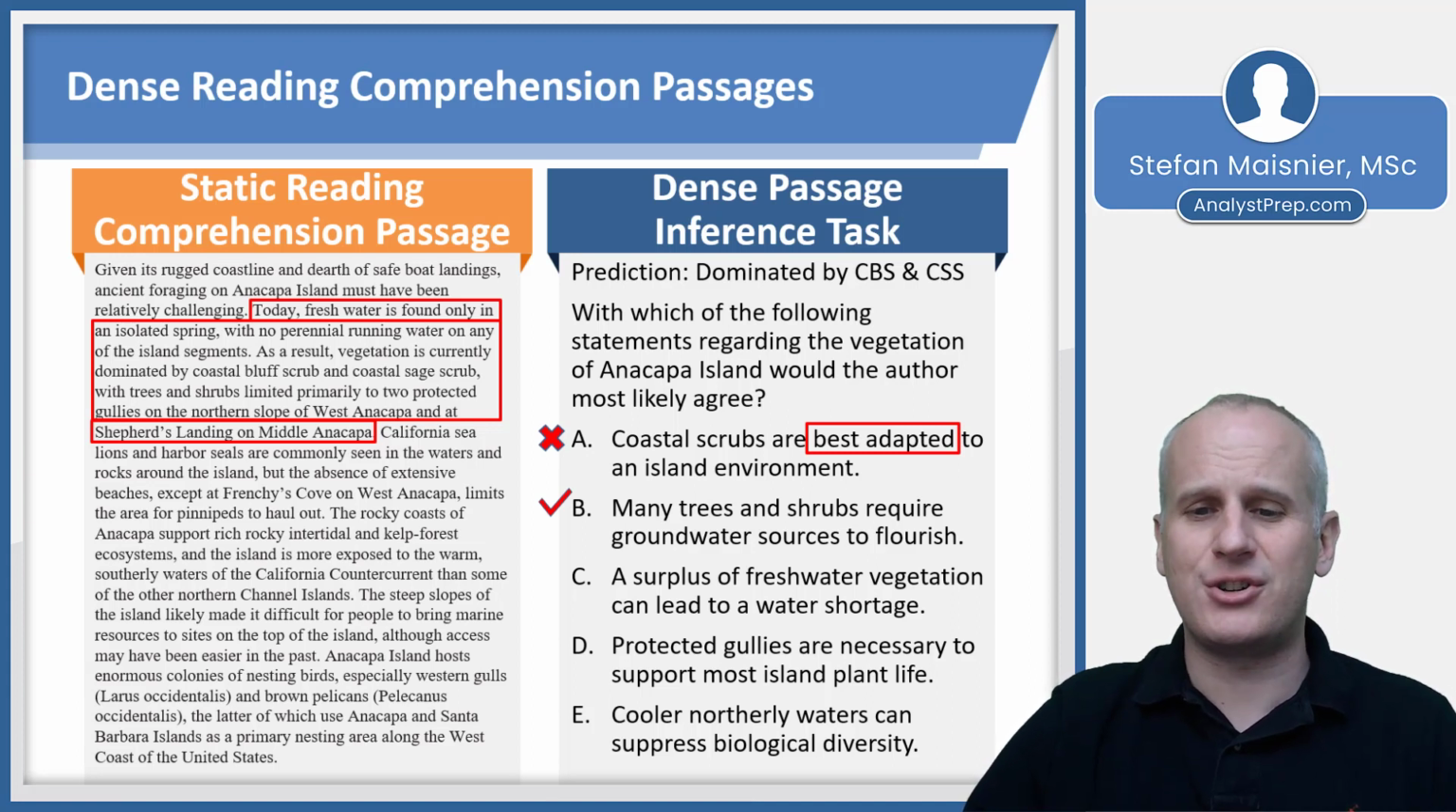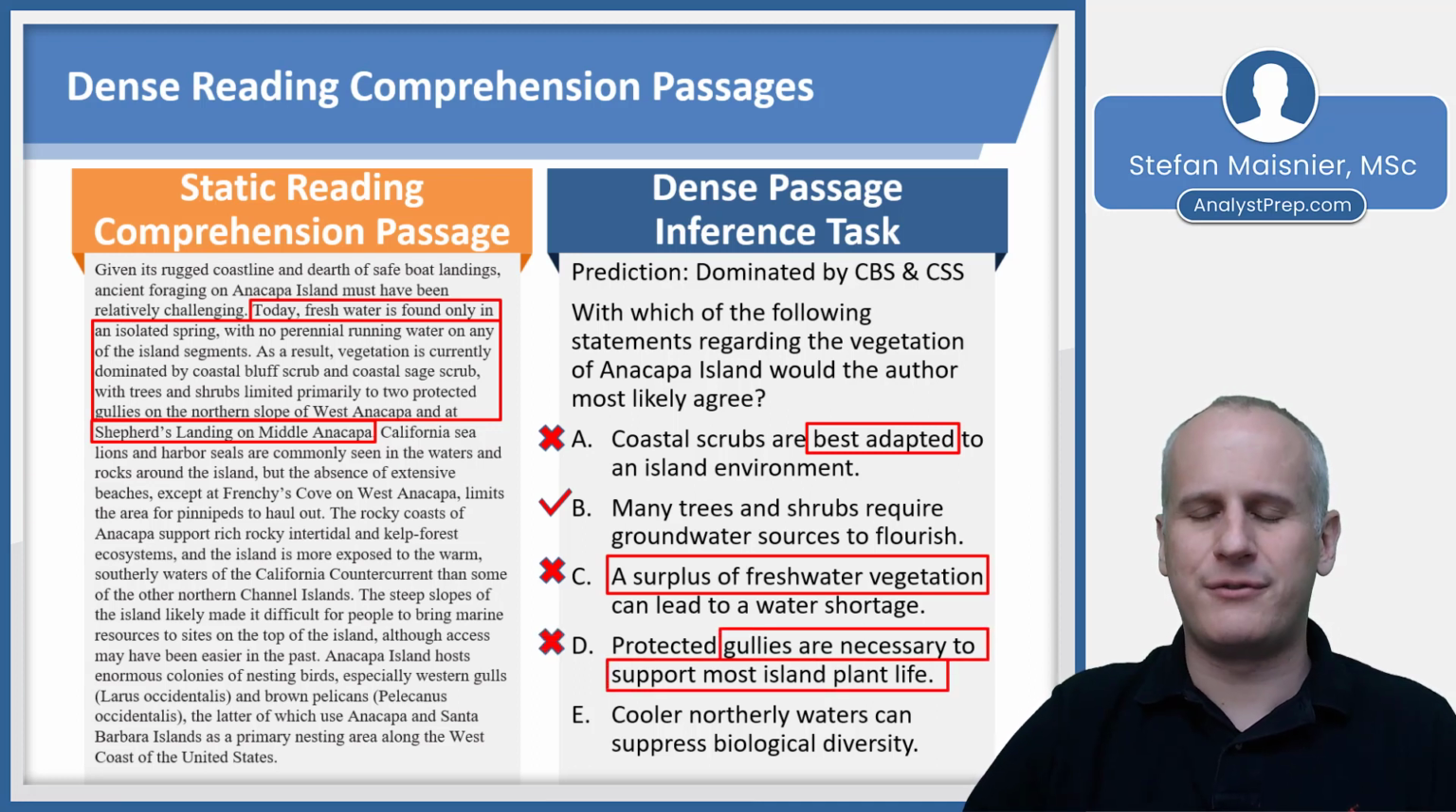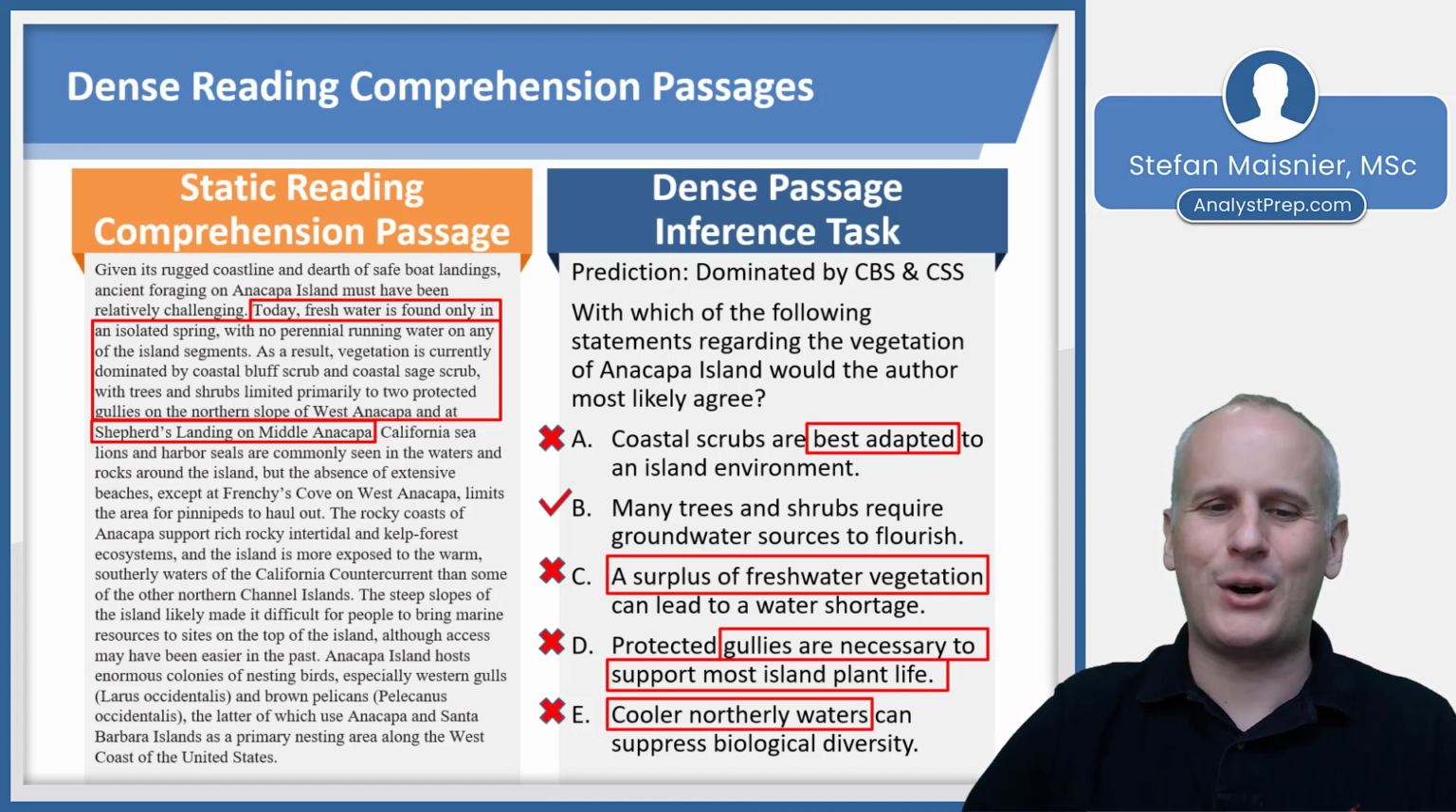Then choice C, a surplus of freshwater vegetation can lead to a water shortage. Well, a surplus, no, that's a reversal. It's actually that there's a shortage that leads to the water shortage. Then choice D, protected gullies are necessary to support most island plant life. We can't go so far as to say most island plant life. Certainly trees and shrubs, but maybe not those scrubs, and maybe the scrubs are the things that exist most. And then choice E, cooler northerly waters can suppress biological diversity. We do talk about the waters elsewhere in the passage, but not here.